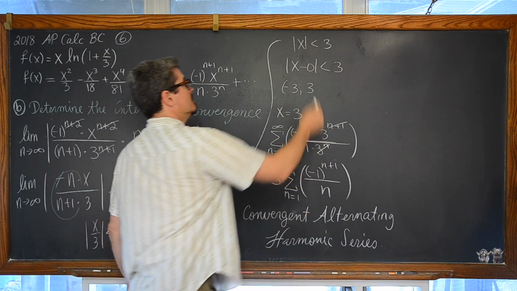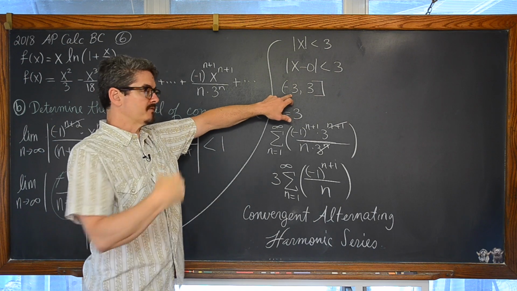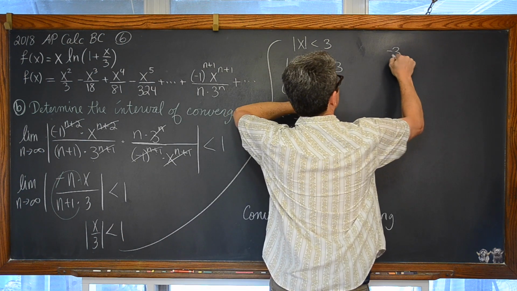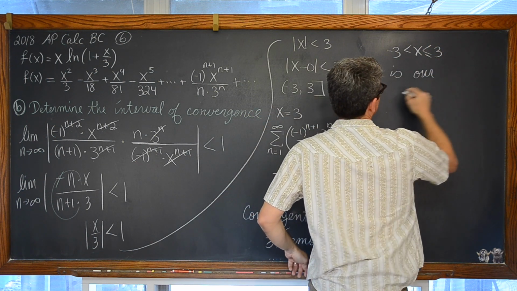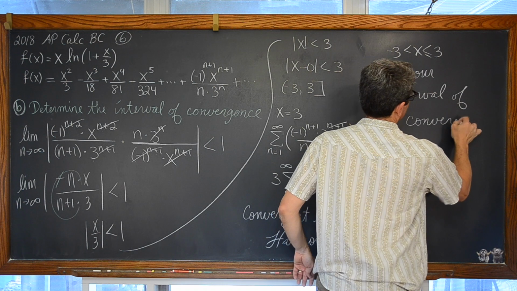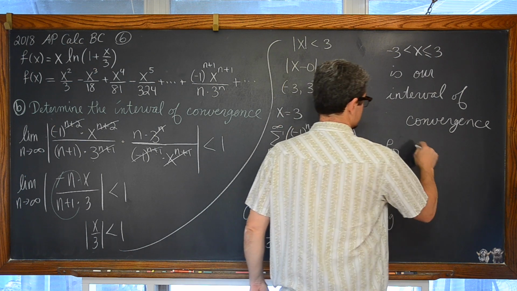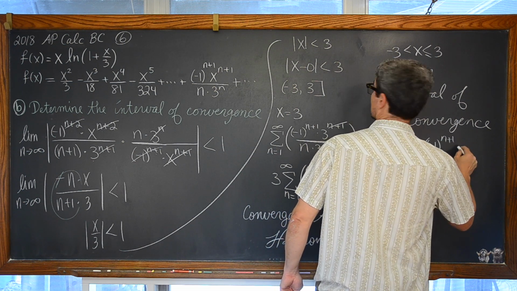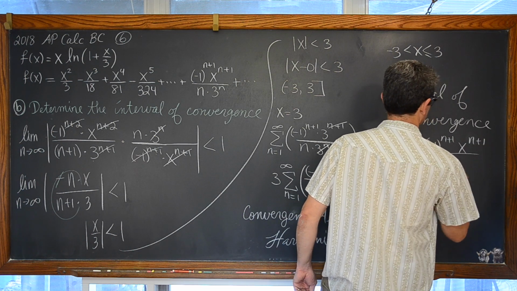Thus, 3 can be in our interval of convergence, and the interval of convergence is open on the left side, so from -3 open to 3 closed, or you can say that -3 is less than x, which is less than or equal to 3, is our interval of convergence for our series (-1)^(n+1) x^(n+1) over 3 times 3^n.